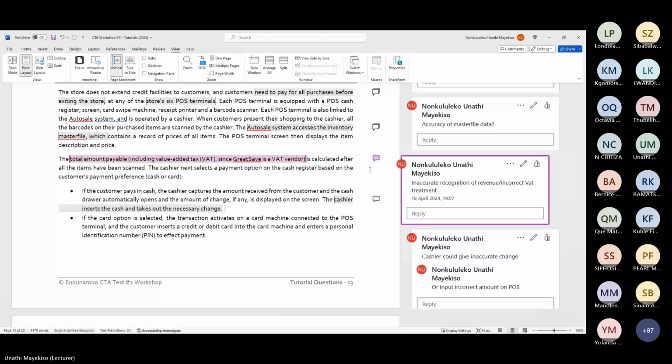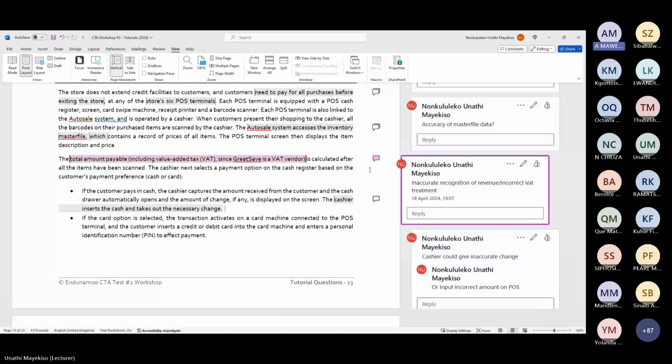Anything else? Renati. Hi. With regards to the customer taking out a lot of change, how is it a weakness? Like the customer taking out what? Sorry? An incorrect amount of change. If the cashier takes out an incorrect amount of change, then you could have potential theft, or you could have misstatement, because then your books won't balance.